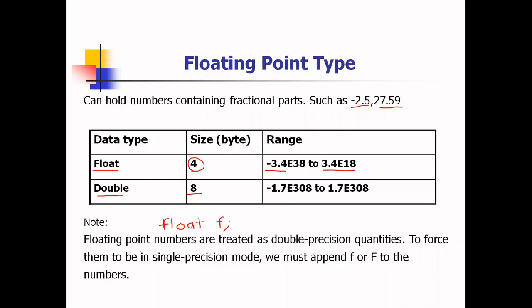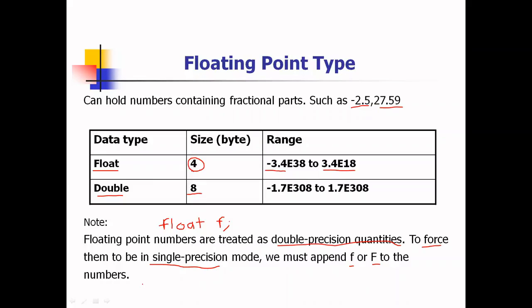Now one more important thing about floating point which you have to note is that floating point numbers are treated as double precision quantities. All floating point numbers, floating point constants are treated as double precision. You can say these numbers are treated as double numbers, and if you want to force them to be in single precision mode, we have to append f, small f or capital F, to the end of a number.